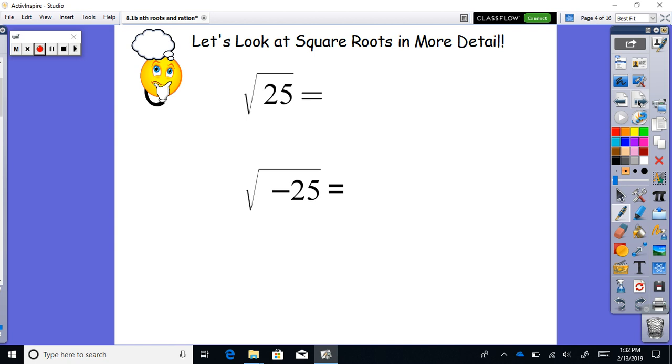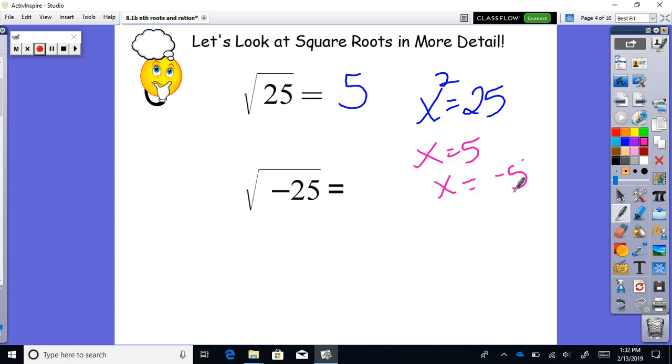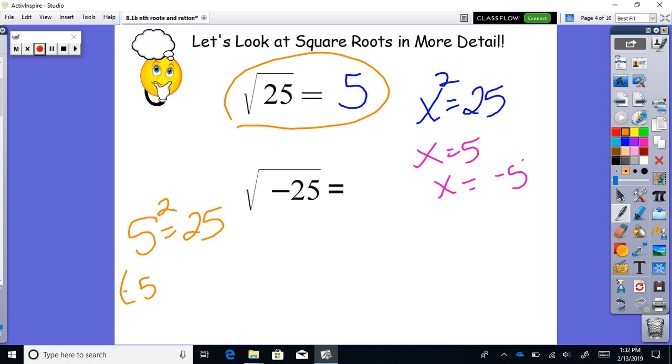This one I kind of talked about. Remember the square root of 25 is 5. If you have x squared equals 25, then you have 2 choices for x. You could either have x equals 5 or x equals negative 5. If I just say what's the square root of 25, it's 5. And remember, if you square 5, you get positive 25, and if you square negative 5, you also get positive 25.